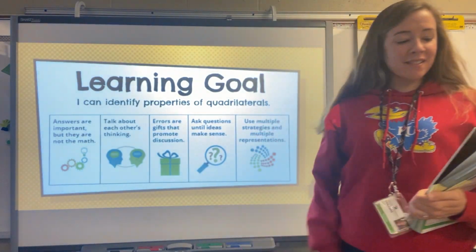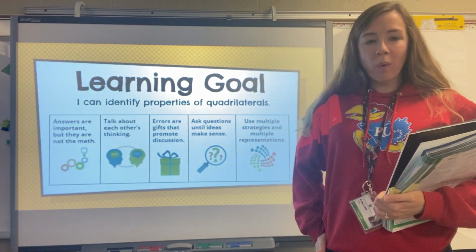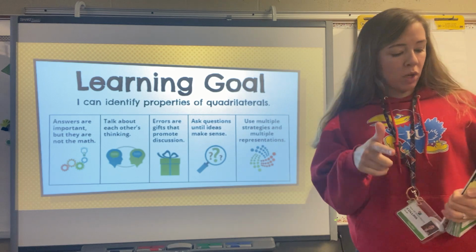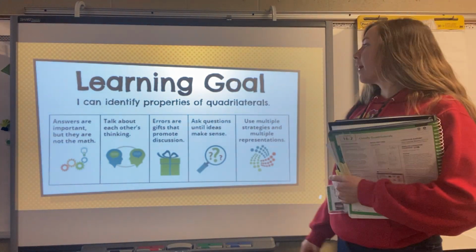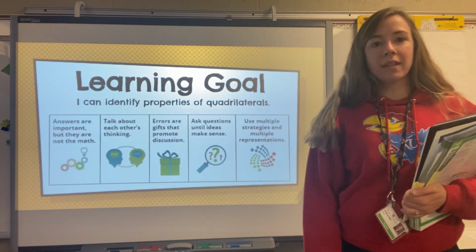Hey boys and girls, we are on lesson 16-2, Classify Quadrilaterals. You will need a pencil and your workbook. We are on page 625. Let's go ahead and read our learning goal together. I can identify properties of quadrilaterals.